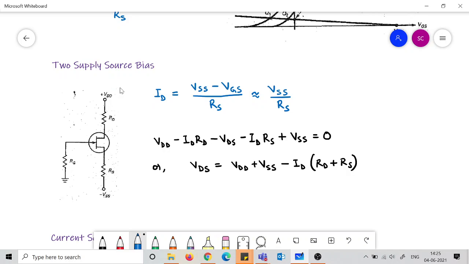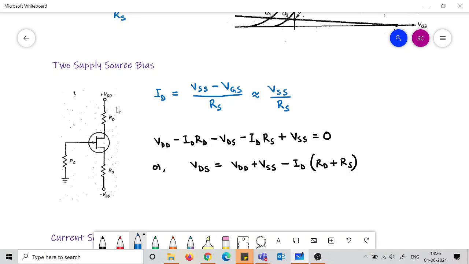So you see, in the previous voltage divider, we used a very large VDD to create a very high VG, and that was overriding any changes in VGS. Now we don't need to do that. We can simply connect a VSS source here, and we can keep this source large enough so that any fluctuation in VGS is absorbed in this VSS potential. So in the same manner we can keep ID almost constant.